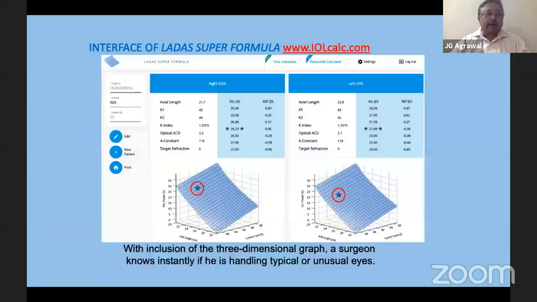As soon as we enter the data in this formula, we get the result instantaneously along with the 3-dimension graph. A surgeon knows instantly whether he is handling typical or unusual eyes.